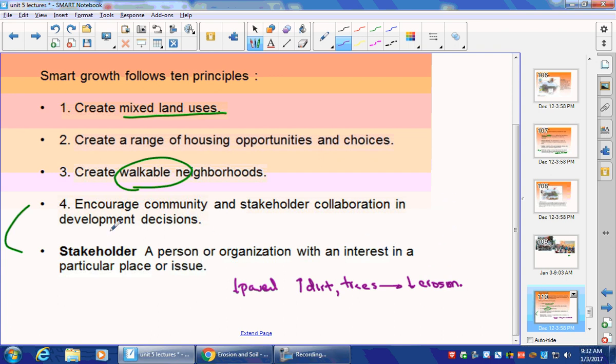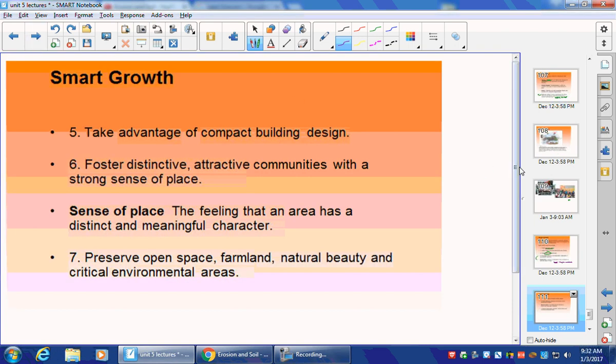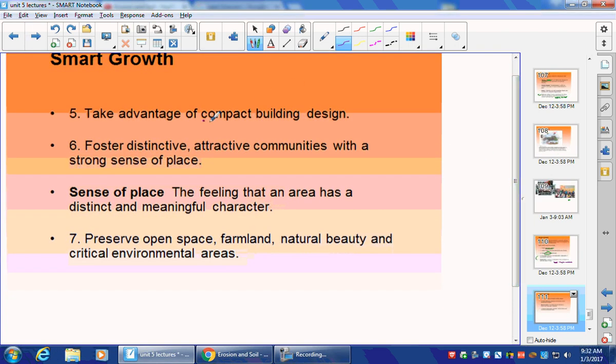You can also get more locally produced food and goods by having things like, in the movie Dirt, rooftop gardening and things like that. So we also take advantage of compact building design. We're not sprawled out all over the place. This is cultural right here, strong sense of place, natural beauty, all this good stuff, right? Always remember the aesthetic things.